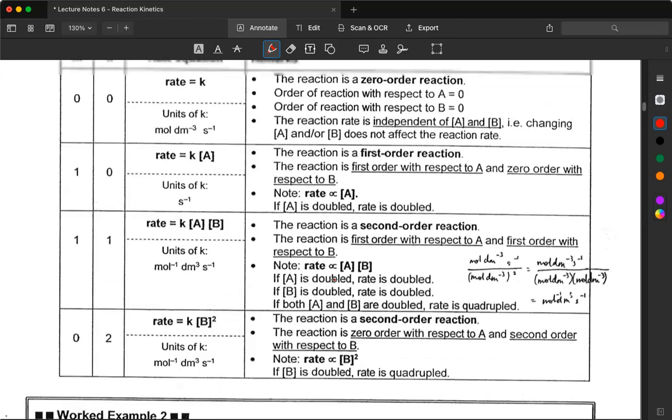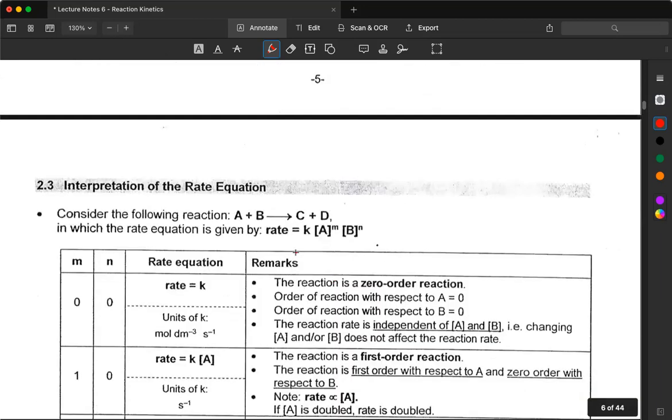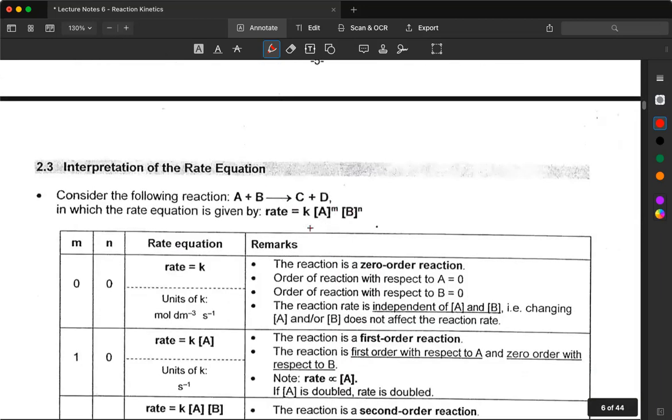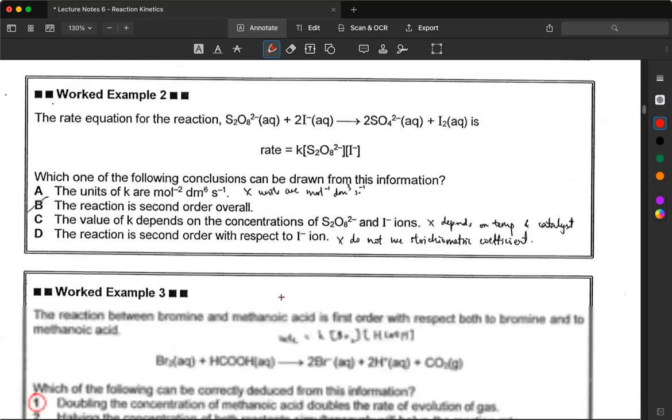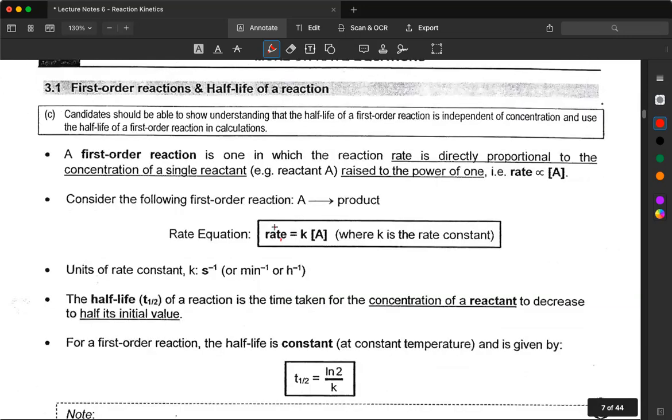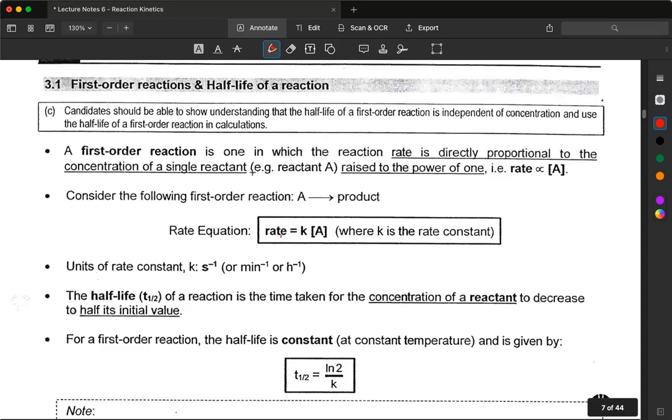So I just want to repeat, right? You can't use the equation to deduce M and N, cannot. You have to use experiment data. So this is derived by experiment data, not from any equation, correct? So just take note of the units of rate constant.